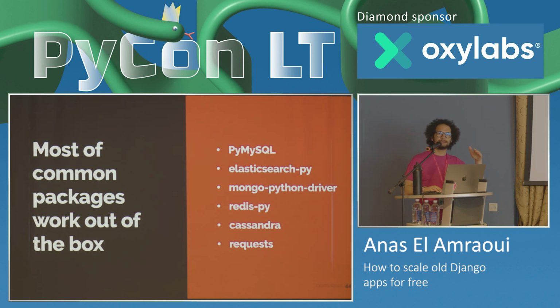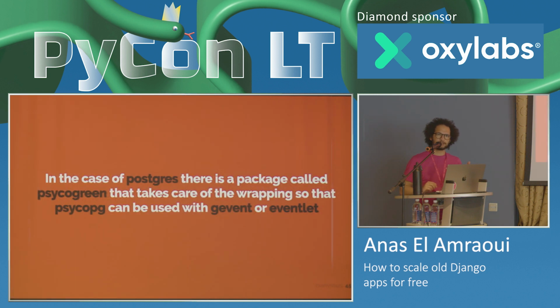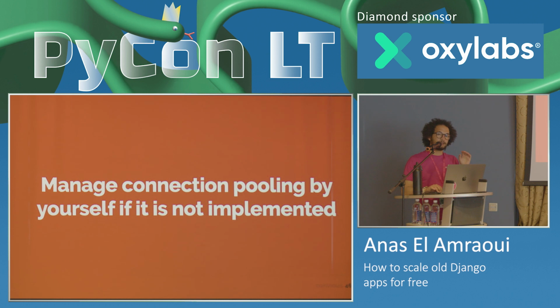If your app uses threads, Gevent patches threads to use green threads. If you're using the standard library, no worries. In the case of Postgres, it's a bit different because you have C extensions and libraries like libpq. Psycogreen is a package that was made for that, so that it can do all the monkey patching, so that you can use psycopg with Gevent or Eventlet, which is another green thread implementation. Then you might have to do the connection pooling by yourself if it's not implemented.